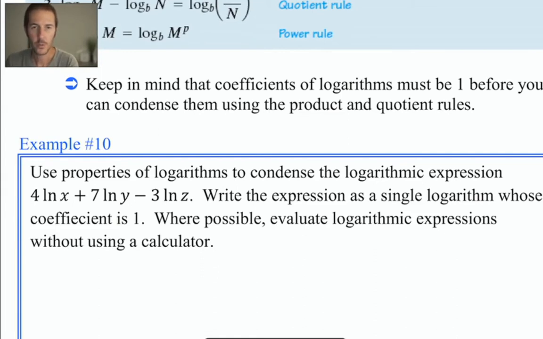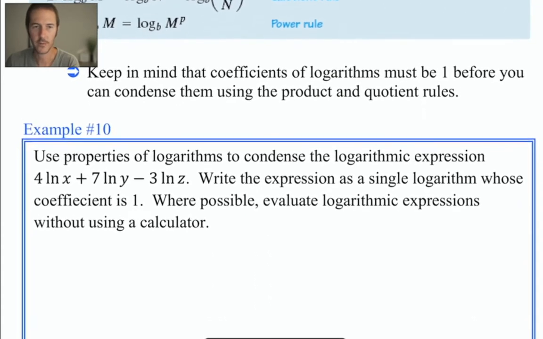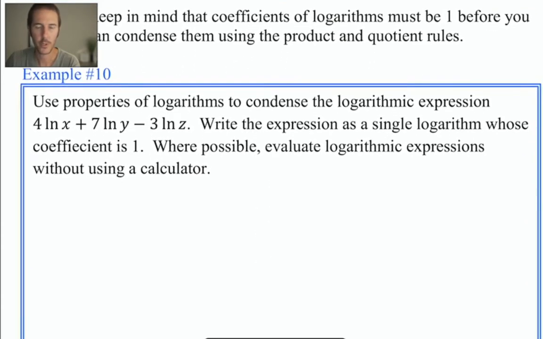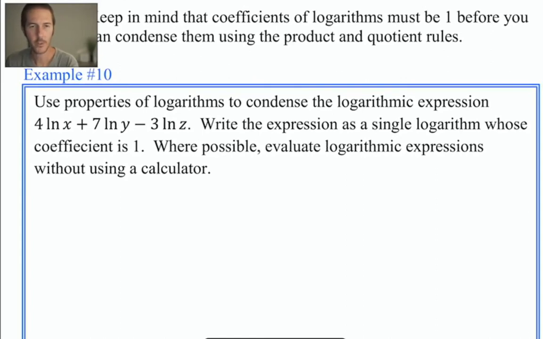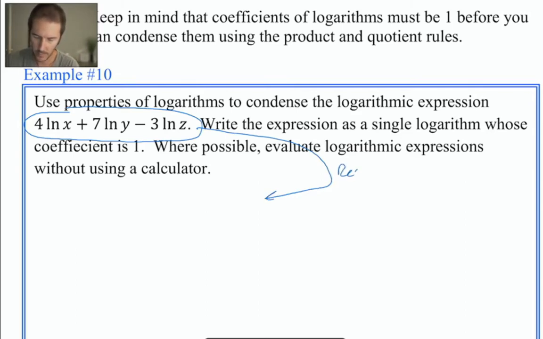So we're going to condense or consolidate this already expanded logarithmic expression. And I think that we can do this one almost exactly in reverse from the way that we did the previous one. Let's see. We're going to take this statement, and on our way to the next version of this expression, we're going to use the reverse power rule.